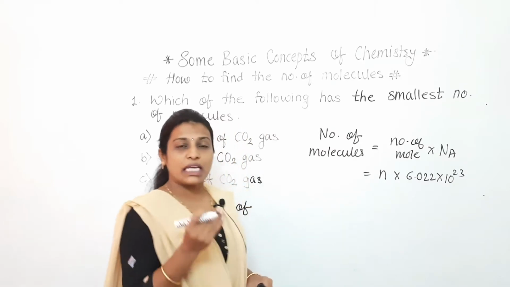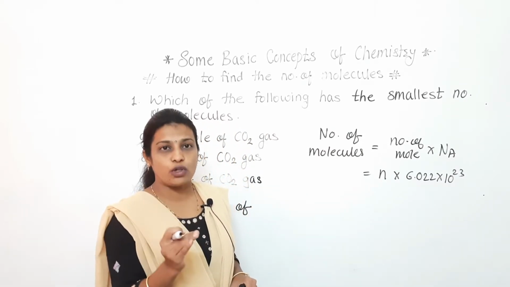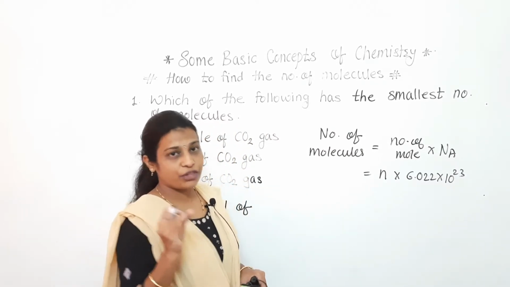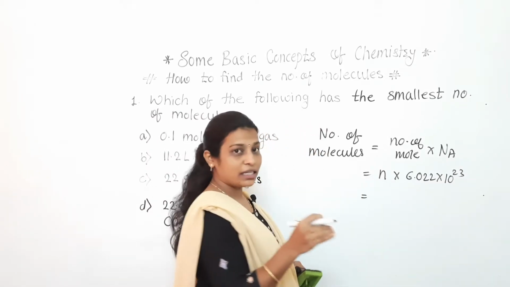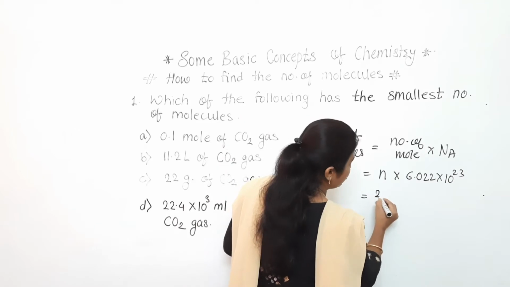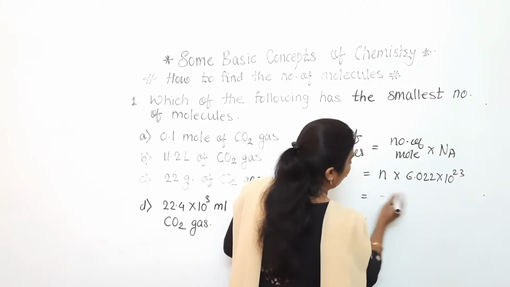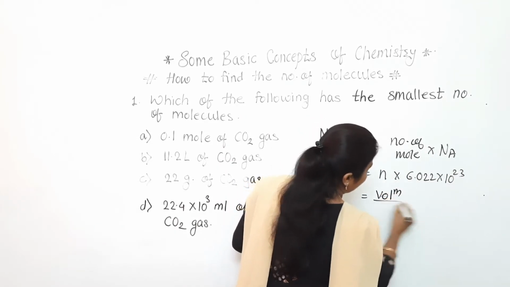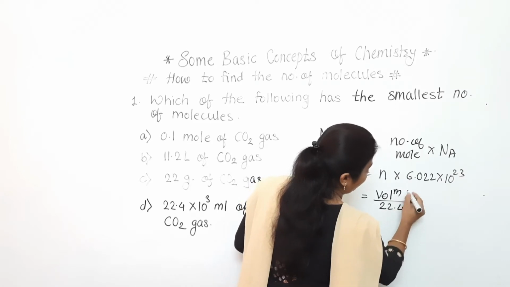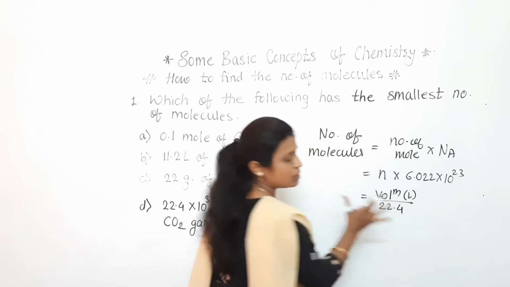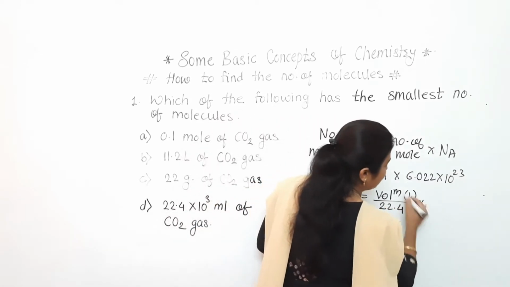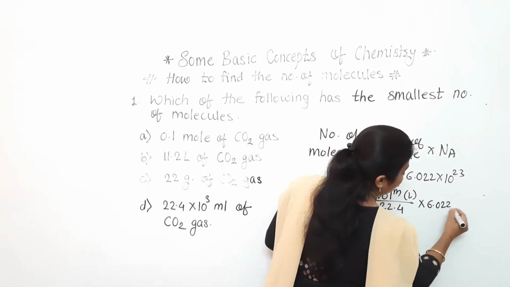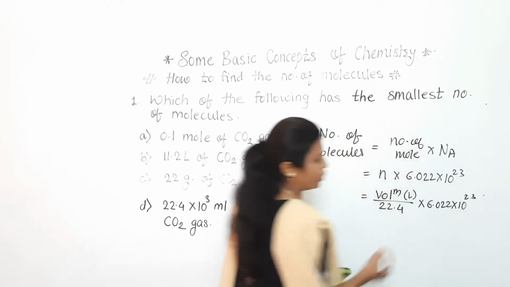Sometimes in the problem, they will provide us volume. At that time which formula we have to use, that also I will tell you here. If volume is given, to find out the number of moles we use the formula, volume in liter divided by 22.4. That is the simple formula for the number of moles. And for the molecules, we just have to multiply this ratio by 6.022 into 10 raised to 23.